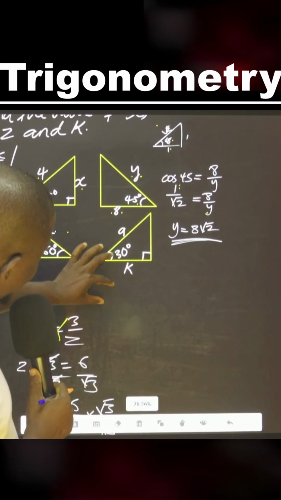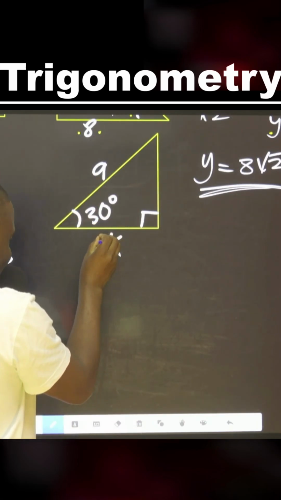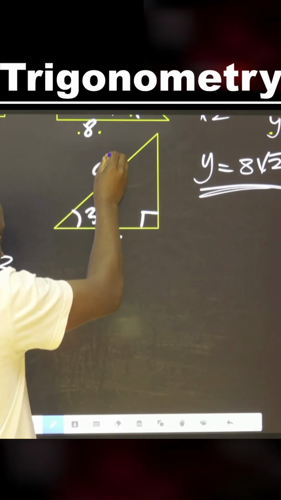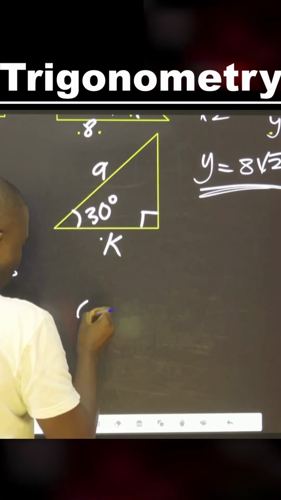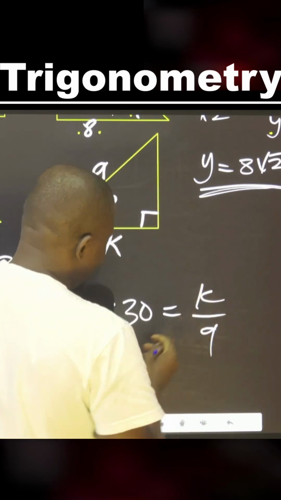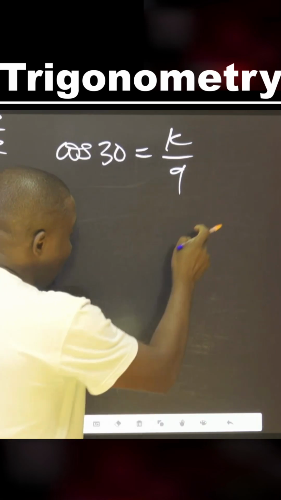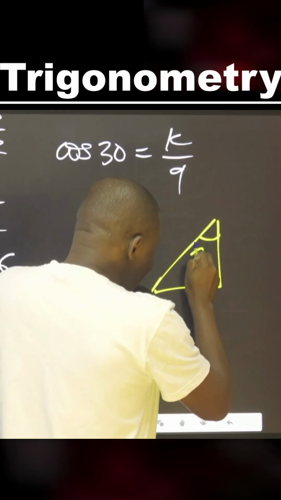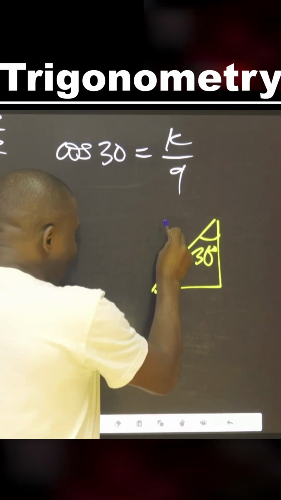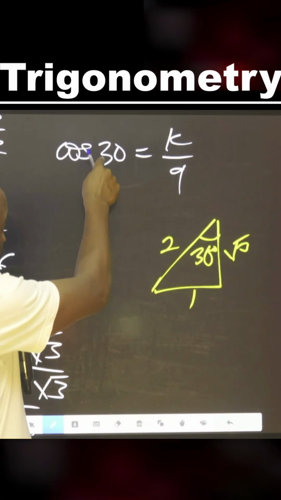Now, let's go for this. For K, adjacent is given. Hypotenuse is given. That is cosine. Cos 30 equals to K over 9. Okay? What is cos 30? Again, you can use the diagram. Remember this diagram? Here is 30 degree. You remember here is 2, here is 1, here is square root of 3. So what can you get from here now? Cos 30.